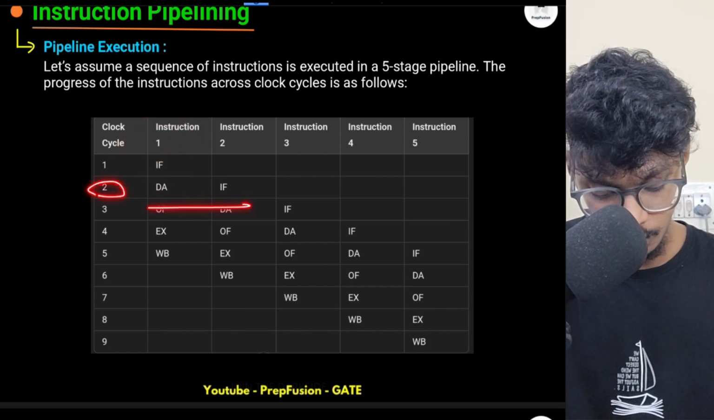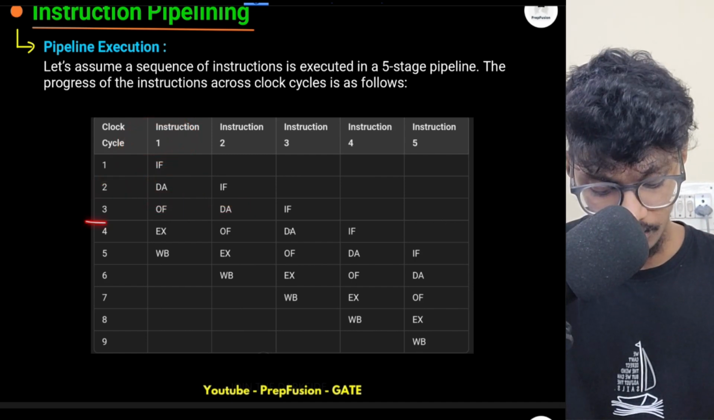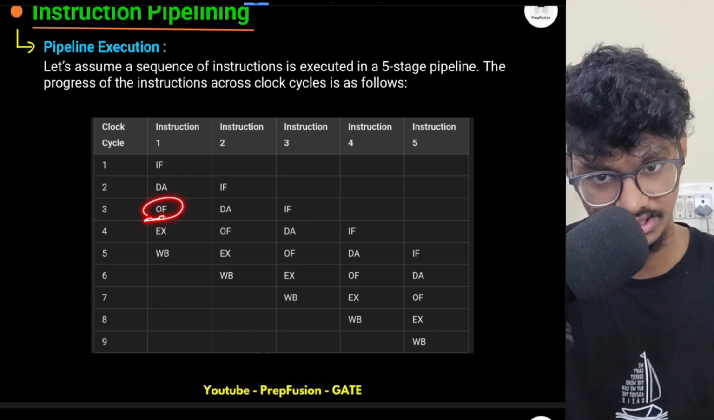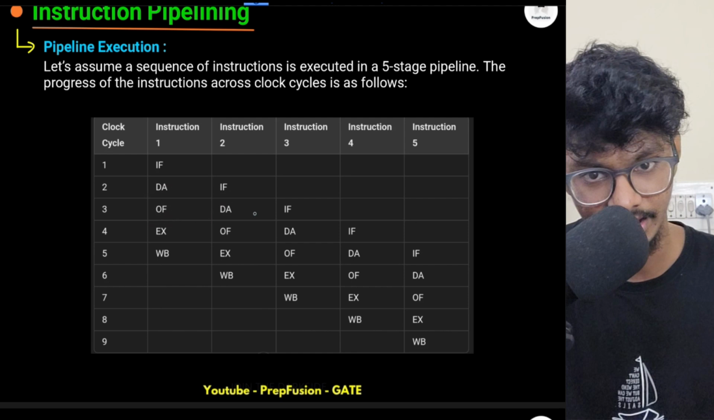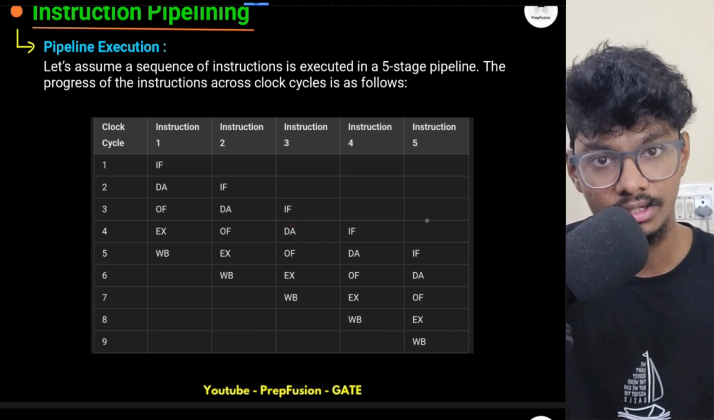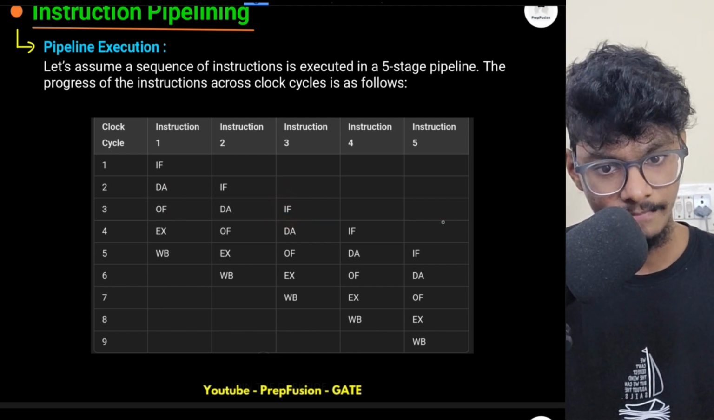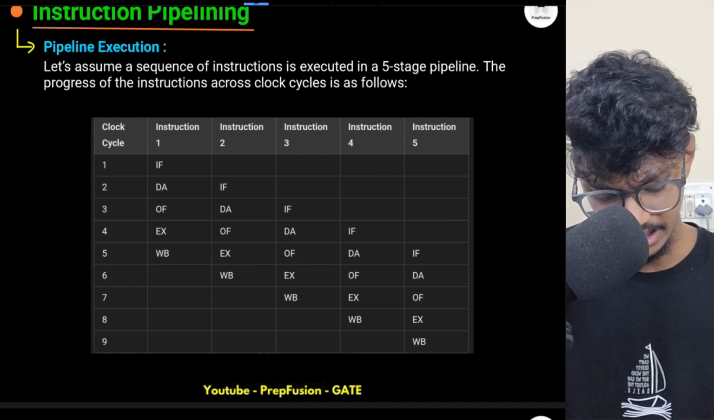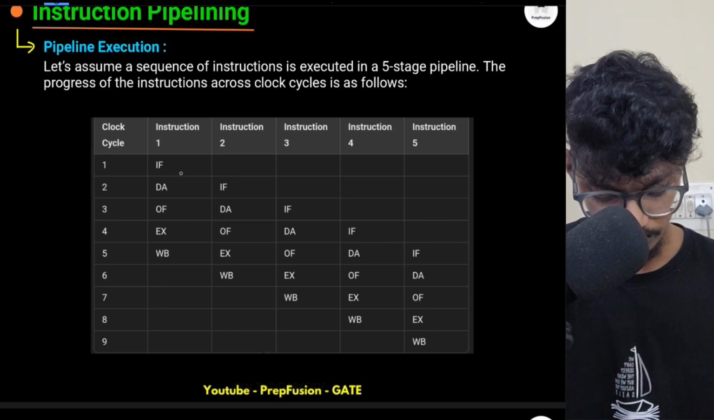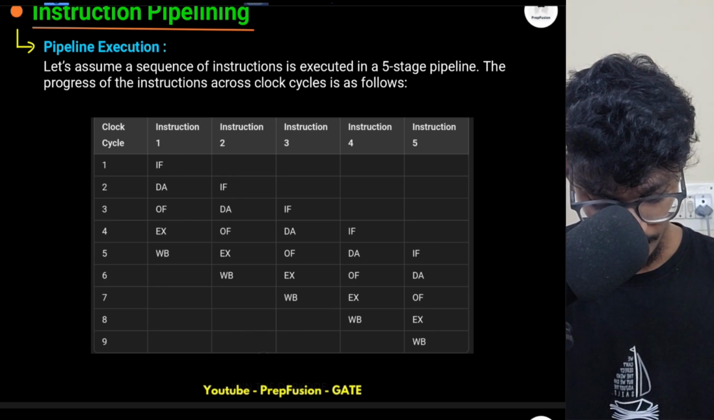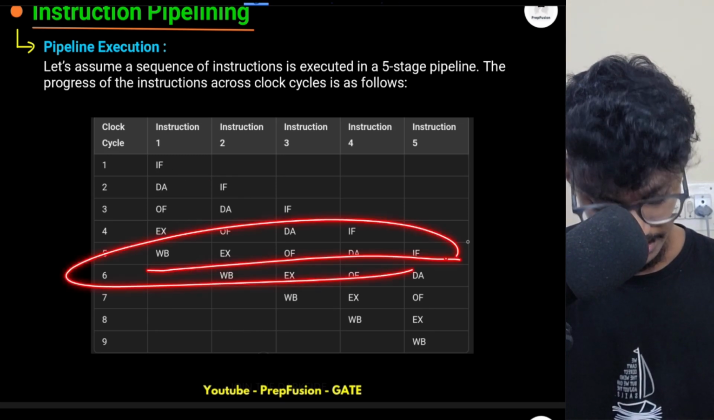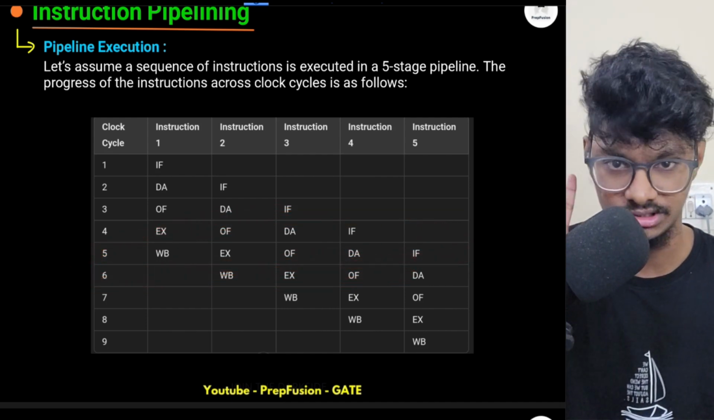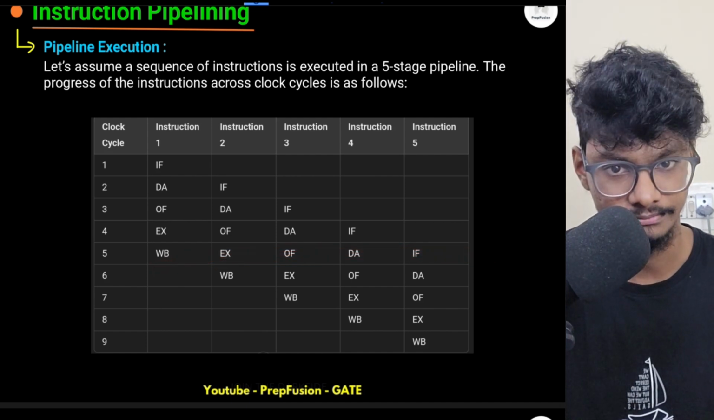So in the second clock cycle, 2 things happen parallelly. In the third clock cycle, 3 things. Person C will do the operand fetch of the first instruction, person B will decode the instruction, and person A will again fetch the instruction. So everything is happening parallelly now. Everything is smooth. Once I reach the 5th clock cycle, I will do 5 operations parallelly.